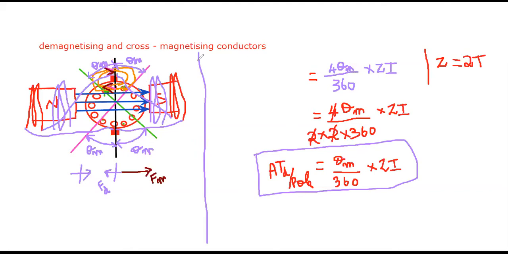Now I want to combine this with the conductors. So I just multiply with the total number of conductors as Z here, right? And then I want to consider the current flowing through them, because the unit of this one is ampere.